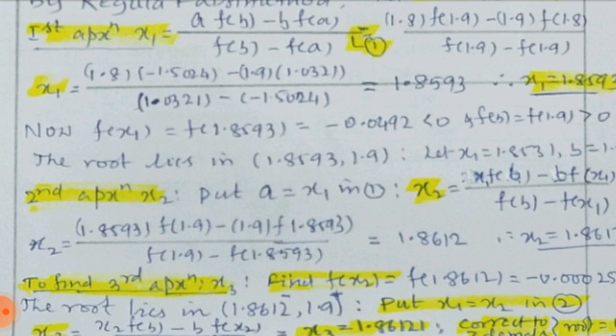So we get x2 is equal to 1.8593 into f of 1.9 minus 1.9 into f of 1.8593 divided by f of 1.9 minus f of 1.8593 is equal to 1.8612. So this is the x2 is equal to 1.8612, the second approximation.